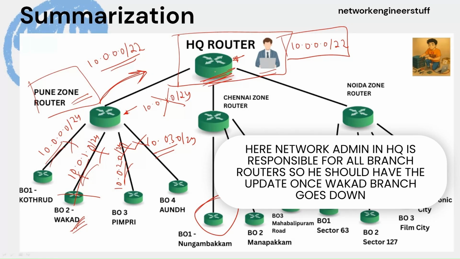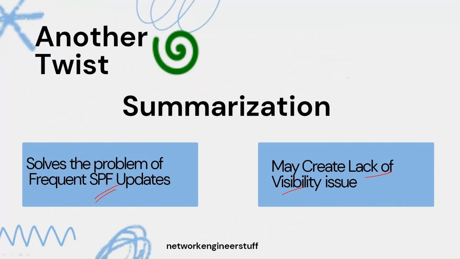Now because he's not aware, it will remain down. Nobody will work on it, right? This router has gone down, this link has gone down, and this guy over here is not aware of that. Nothing will happen, right? It will remain down because nobody is going to resolve that issue. So this network admin who is sitting over this HQ router should be aware that the Wakad branch has gone down. This particular guy must be aware. So this is creating lack of visibility, right? Because that network admin is not aware.